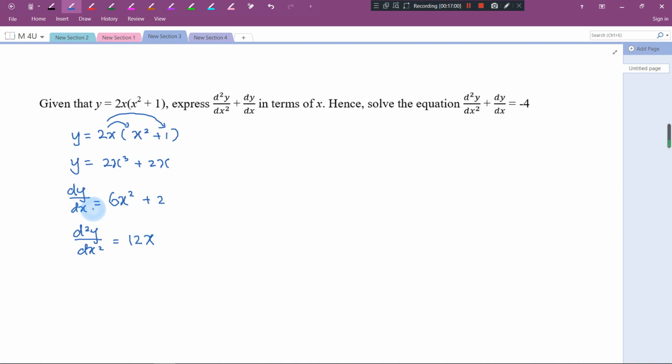Okay, now we have the dy by dx and also the d2y by dx squared. The question asks us to express this in terms of x. d2y by dx squared plus dy by dx. Okay, so this is equal to this, 12x. And this is equal to this, 6x squared plus 2. Okay, so we have done this part.